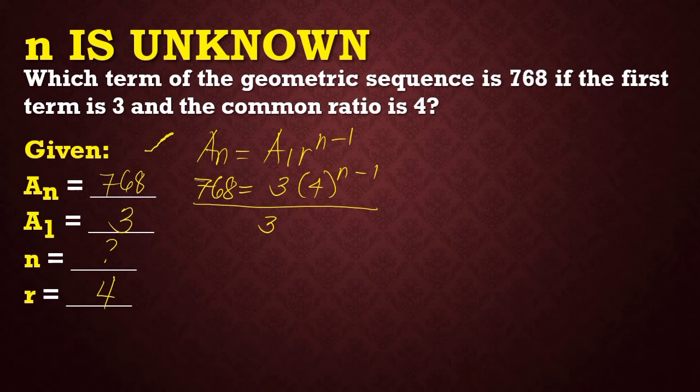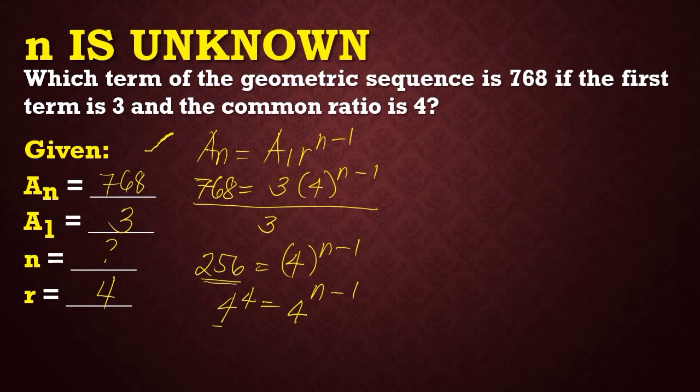768 over 3, that is 256, is equal to 4 raised to n minus 1. Next, na gagawin natin dito is i-express natin yung 256 wherein dapat yung base niya kamukha dun sa right side para maibaba natin yung mga exponent kasi dapat same base sila. Okay, so ang 256 pwede natin siyang express as 4 raised to 4 is equal to 4 raised to n minus 1. As you can see, pareho natin nakita yung 4.